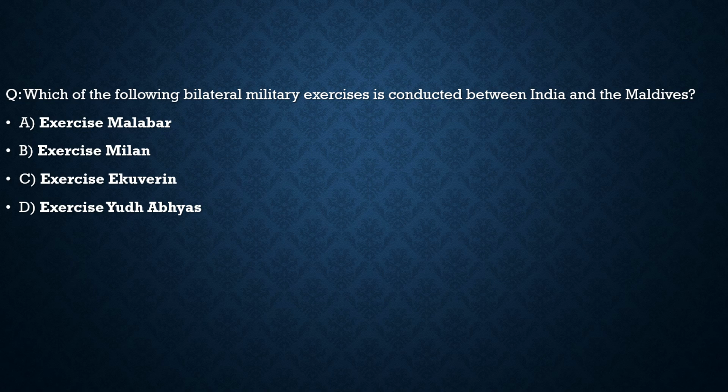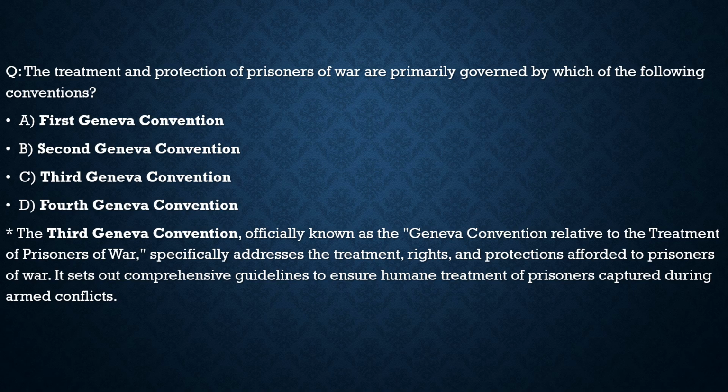With this, let's move to another question. It says, the treatment and protection of prisoners of war are primarily governed by which of the following conventions? We discussed the swapping of prisoners of war between Russia and Ukraine. So about this treatment and protection of prisoners of war, which convention primarily governs it? Is it the first Geneva Convention, second, third, or fourth? It is definitely the third Geneva Convention, because the third Geneva Convention is officially known as the Geneva Convention relative to the treatment of prisoners of war.